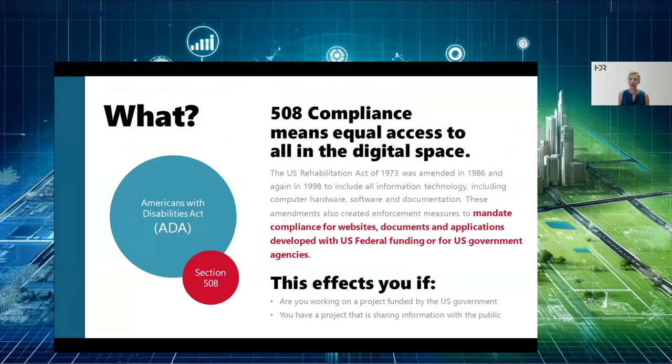So what is 508? There's a lot of overlap between Section 508 and ADA, but it's not the same thing. 508 compliance mandates equal access in digital spaces and focuses on access for individuals with visual impairments, including CVD, which is essentially color blindness, and also low vision. It currently only applies to federal projects. It's a federal standard, an executive order, but some states like Colorado have adopted this executive order.